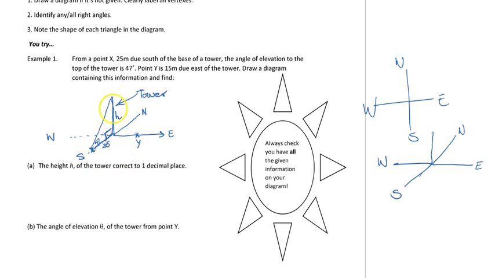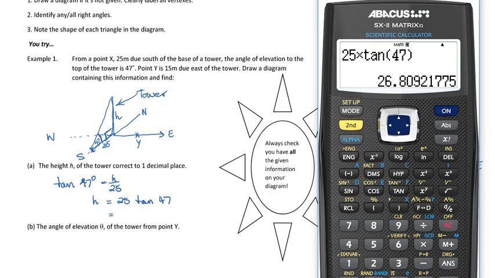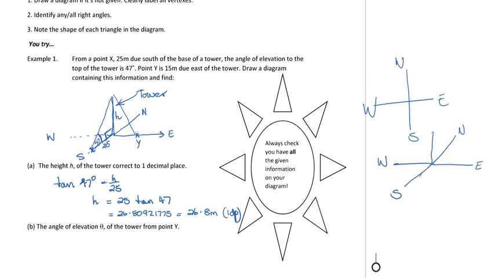Here I've got a nice right angle triangle. The height is the unknown. This side of the triangle is 25, and we've got an angle of 47. You can see the two sides involved are opposite and adjacent, so that's tan, and we would have tan 47 is H on 25. And you can see then H is equal to 25 tan 47. Make sure your calculator is back in degrees, and it's given as 26.809, which is 26.8 to 1 dp.